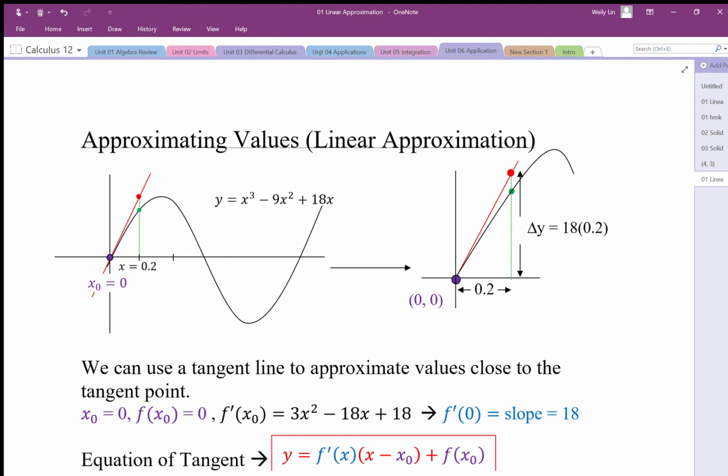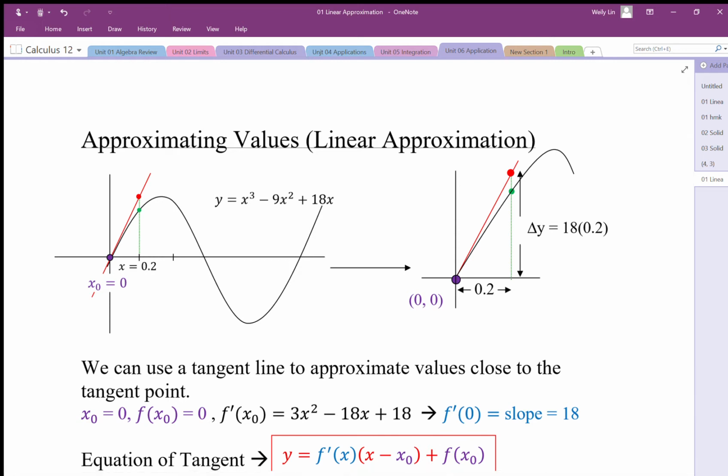So we're going to look at this curve, this x cubed minus 9x squared plus 18x curve. And what we're going to do is look at what it looks like when we look really close to it. We're going to try to use this red line to approximate points on this curve. Okay, so why are we going to use a straight line to approximate points on the curve?